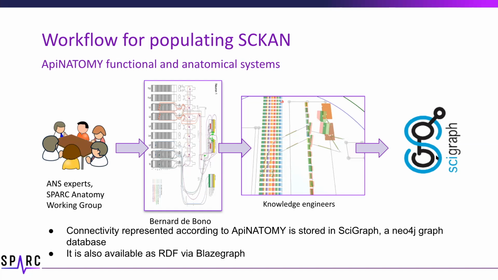And then these are stored in something called SciGraph. SciGraph is a Neo4j-based graph database that lets us actually traverse these relationships. It is available through a SciGraph instance, which is mostly what I'll be talking about today. But for those of you who are knowledge engineers, it's also available as an RDF store via BlazeGraph. And we'll be happy to talk to you about that if necessary.